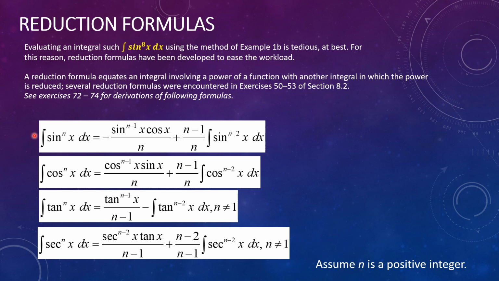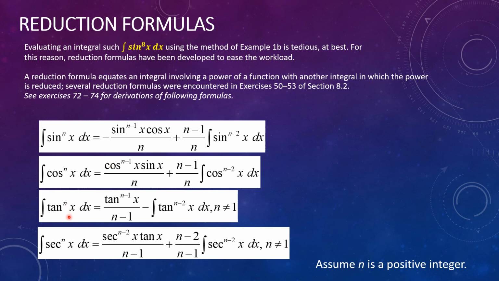So once again, sine is minus. If we are taking the integral of sine to the power of n, this is equivalent to negative sine to the n minus 1 x cosine x over the original exponent n, plus n minus 1 over n times the integral of sine to the n minus 2 x dx. So the exponent of the new integral is 2 less. This is a similar formula for cosine, except it's positive.